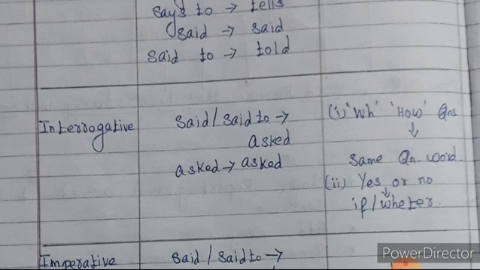So this is the key point you have to keep in mind, children. For the interrogative, if said or said to is given with the question in the direct speech, you have to convert it as asked in indirect speech. And if a WH question or how is present, you have to write the same question word. If the interrogative sentence gives the answer for a yes or no type of question, you have to use the conjunction either if or whether.